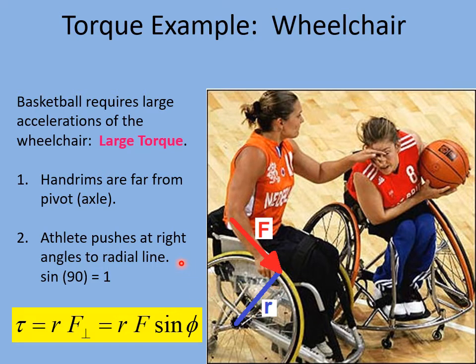The other thing is that the athlete using the wheelchair is going to push at a right angle to this radius. So notice her arm is pushing at a right angle to the radius. This again will maximize the amount of torque, because remember, the sine of 90 degrees is 1, and that's the largest the sine can ever be. The sine is always 1 or less than 1, and the way to maximize the sine of phi is to set phi equal to 90 degrees as shown in this picture.